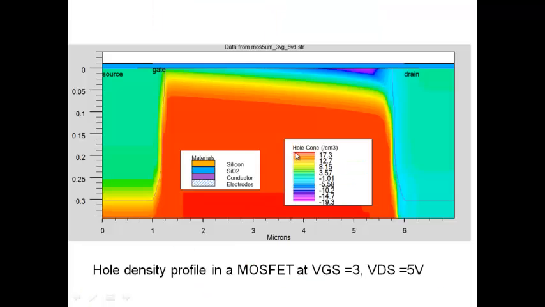From the simulation results, you can see clearly, in this case, what is being plotted is hole density.